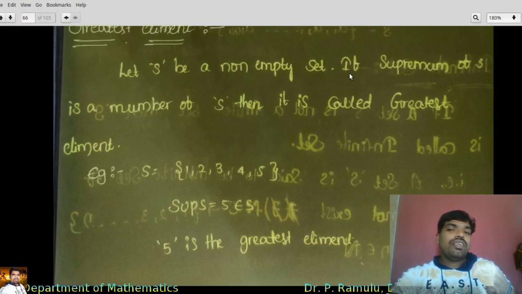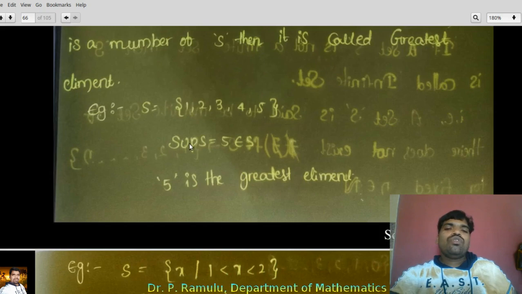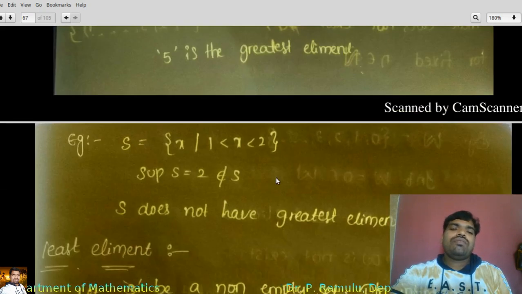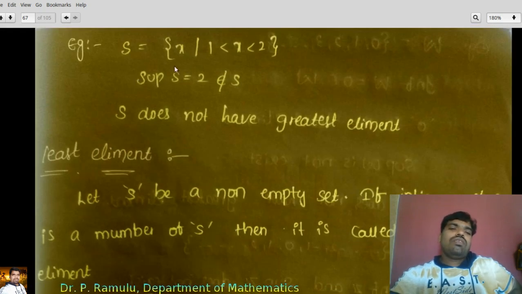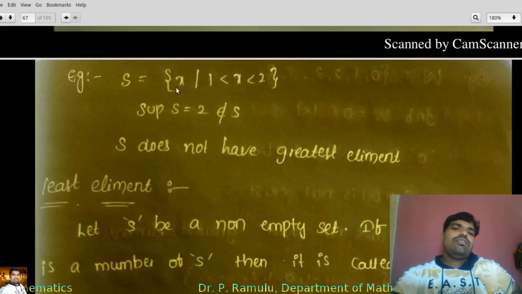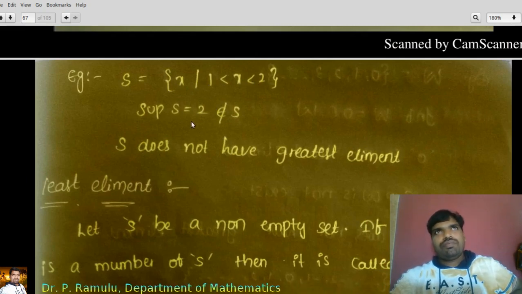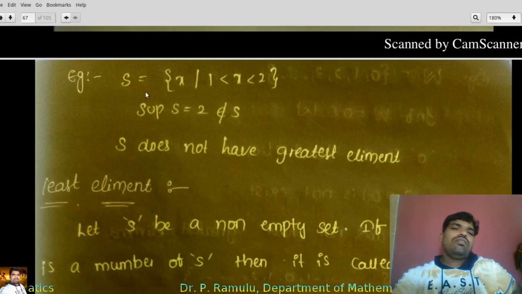Let S be a non-empty set. If the supremum of S is a member of S, then it is called the greatest element. Here the supremum of S is equal to pi, so pi is the greatest element. If I take S equal to the set of x such that 1 is less than or equal to x less than 2, the supremum of S is equal to 2.